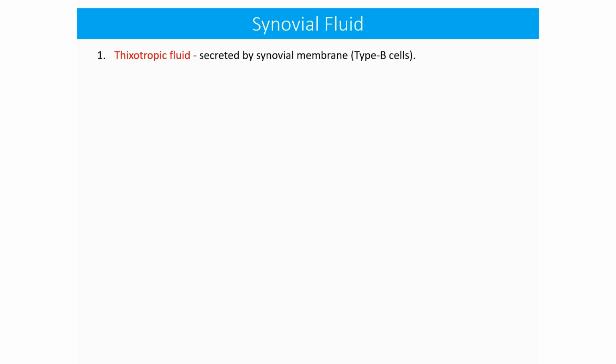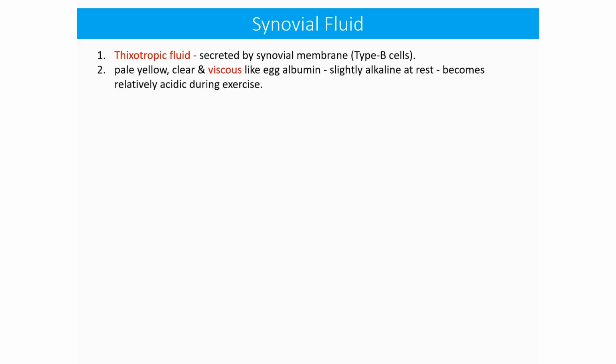Synovial fluid is a thixotropic fluid, that is, being relatively semi-solid but becoming relatively more fluid with strain. It is secreted by synovial membrane type B cells. It is pale yellow, clear and viscous like egg albumin. It is slightly alkaline at rest but becomes relatively acidic during exercise.